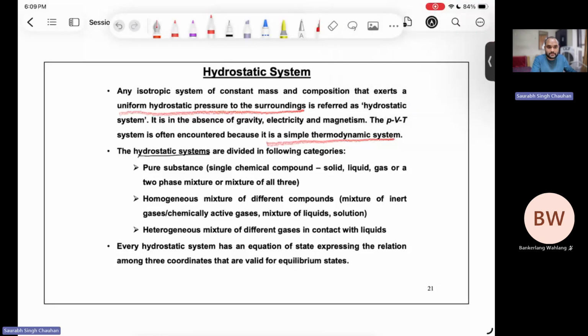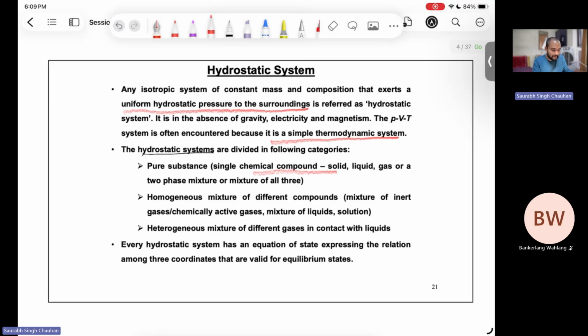Sorry for the interruption. There can be pure substances which have a single chemical compound, for example H2O. H2O can be in the liquid form, in the solid form as ice, or in the vapor form, but the composition is the same. It is H2O. There can be homogeneous mixtures of different compounds, for example a mixture of oxygen and nitrogen. There can be heterogeneous mixtures of different gases, and there can also be some liquid particles. All these systems are hydrostatic systems.